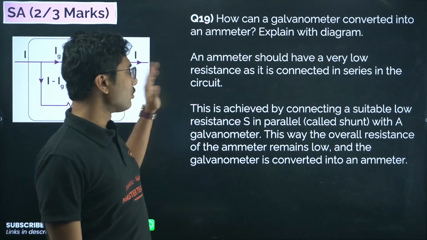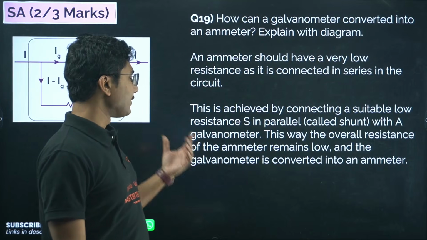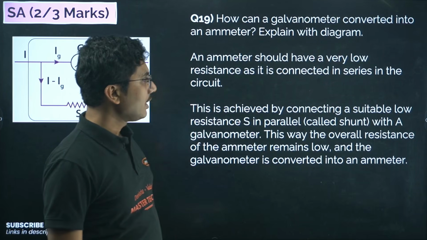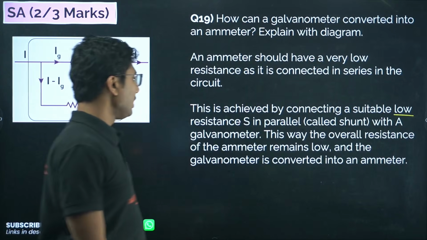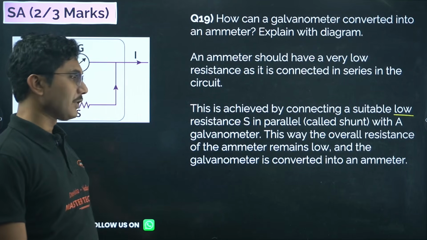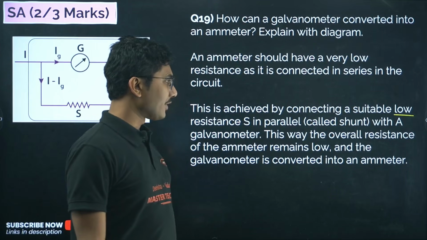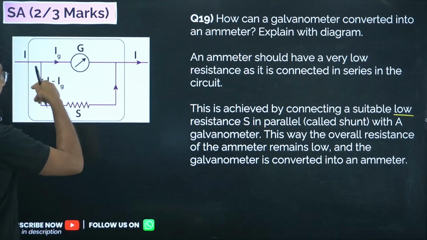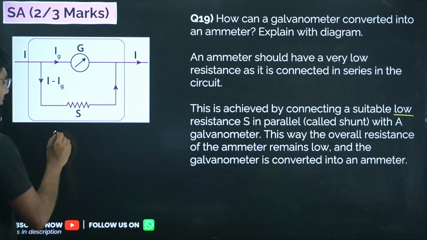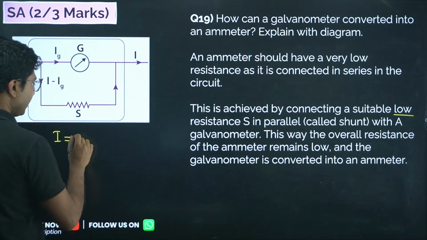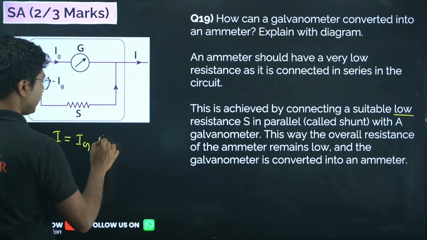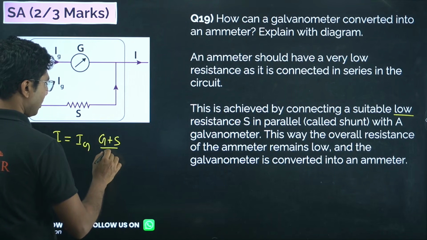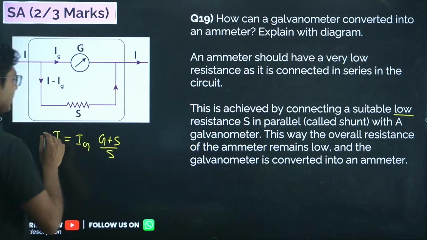Okay, now how to do that? This is achieved by connecting a suitable resistance S in parallel, called a shunt. Low value resistance, very important, with the galvanometer. This way the overall resistance of the ammeter remains low and the galvanometer is converted into an ammeter. Now here you have to find the current that you are measuring. So I equals Ig into G plus S by S. This is the expression for current.